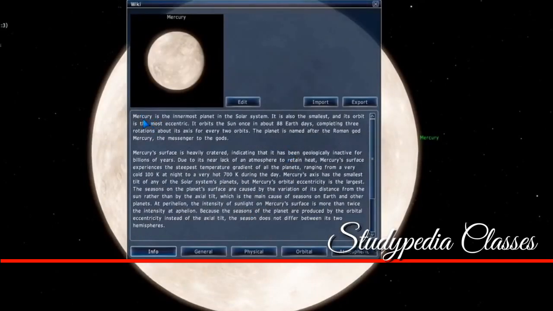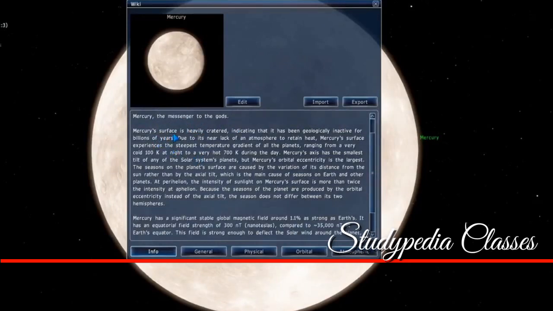the information over here. So Mercury is the innermost planet in the solar system. It is also the smallest planet, and its orbit is the most eccentric. It orbits the sun once in about 88 days, completing 3 rotations about its axis for every 2 orbits. The planet is named after the Roman god Mercury, the messenger to the gods. Mercury's surface is heavily cratered, indicating that it has been geologically inactive for billions of years.